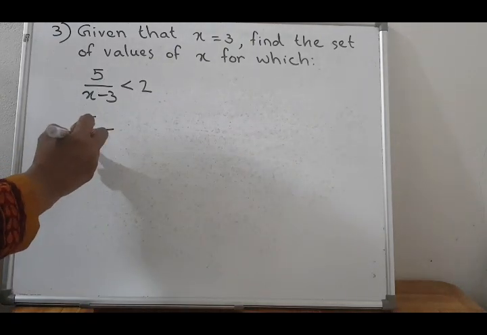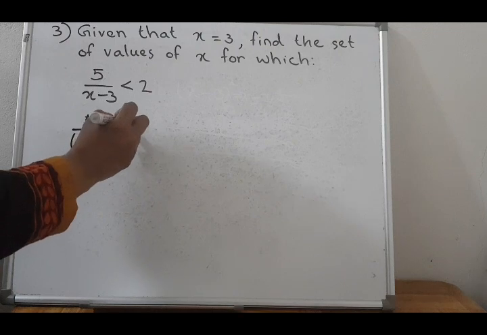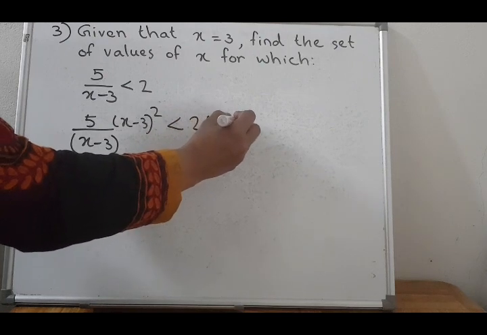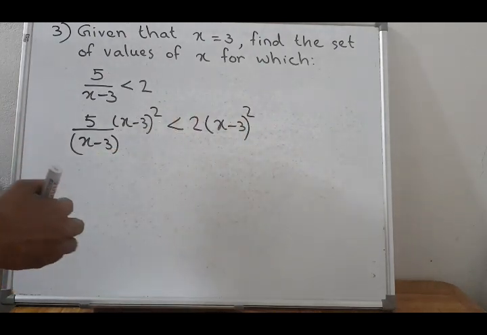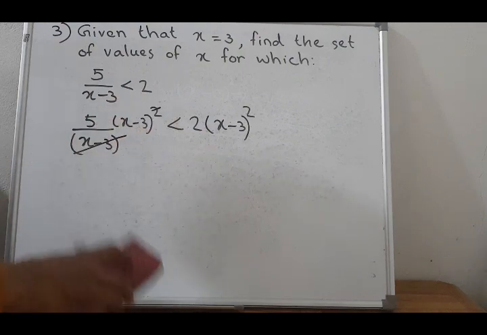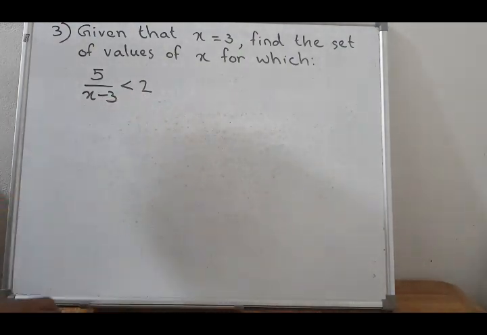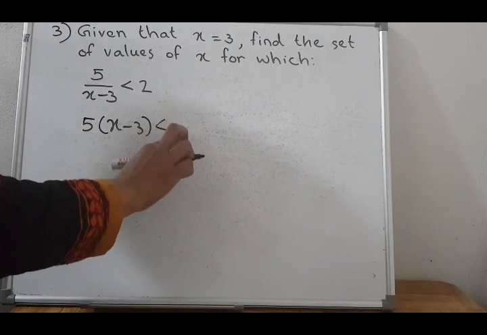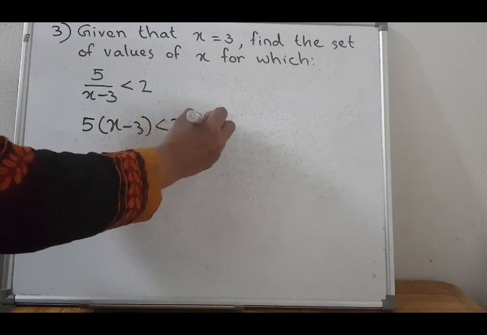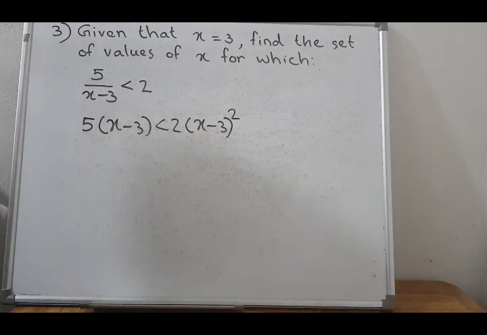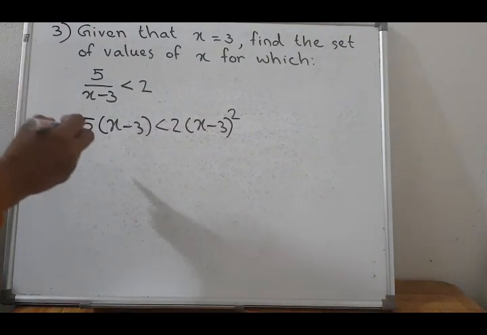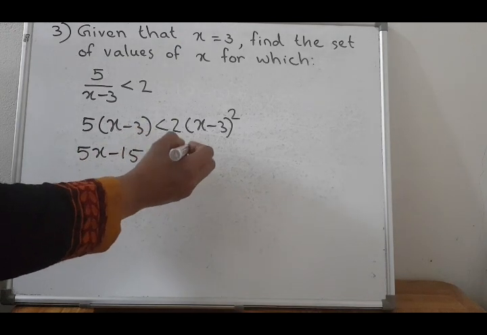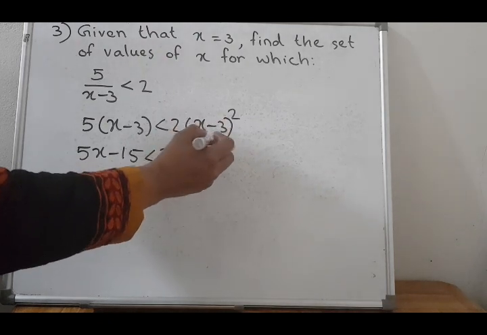5 divided by (x minus 3) times (x minus 3) the whole square is less than 2 times (x minus 3) the whole square. So this cancels out. So we will get 5 times (x minus 3) less than 2 times (x minus 3) the whole square. Let's remove the bracket. 5x minus 15 is less than 2 times (x minus 3) the whole square.